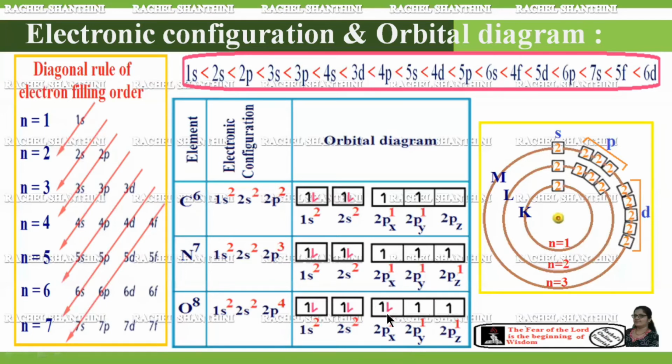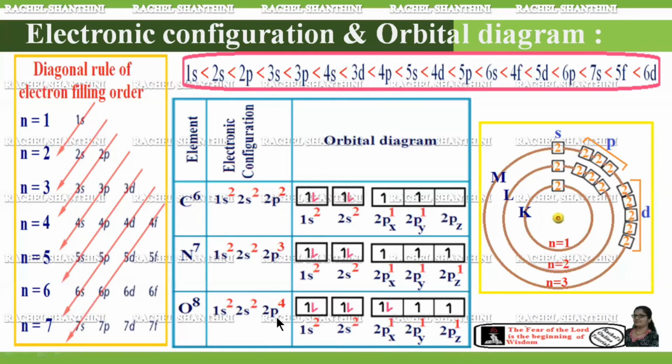So initially, there won't be any pairing. First, 1 electron out of these 4 electrons occupies 2px. The second electron will occupy 2py. And the third electron will occupy 2pz. Then there is no empty orbital now, right? Then only pairing up of electrons takes place, and the 4th electron will pair up in the 2px suborbital.